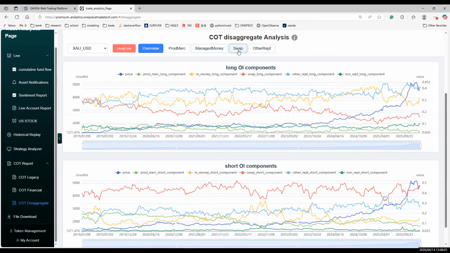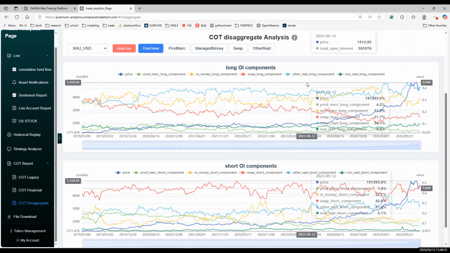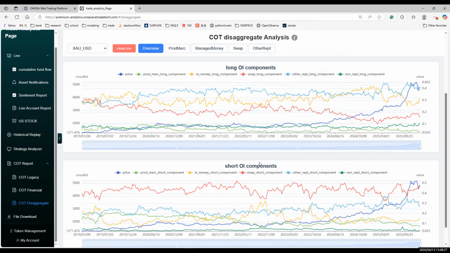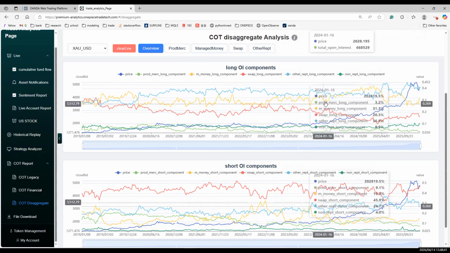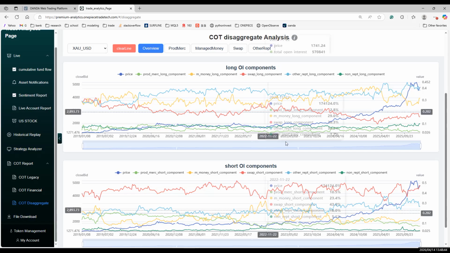The swap dealers, I think they are the participants that engage in using the futures market to hedge their risk or in their transactions. So basically, these are the sell side, the dealers that keep the market active. And the other reportable groups are institutions such as corporate treasuries, central banks, commercial banks, and credit unions that use futures markets for their own business interest. So these are the four major categories in the disaggregated reports.